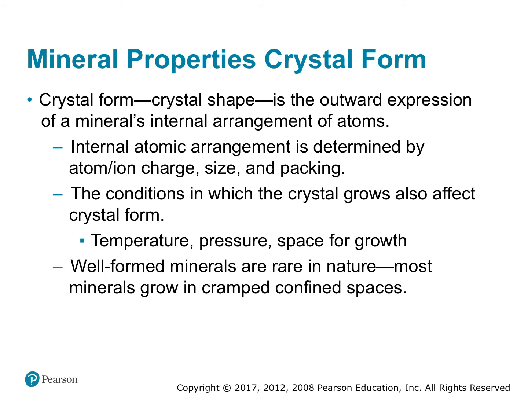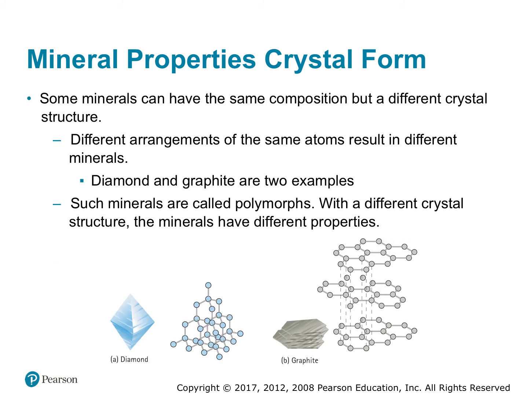And the other thing to know is that well-formed minerals are very rare in nature. Most minerals grow in cramped, confined spaces, and that affects how they form. So let's look at our example of graphite versus diamond, where both graphite and diamond are made out of carbon. So it's made out of the same stuff, but the arrangement of the atoms is very different, and so that leads to different types of minerals.